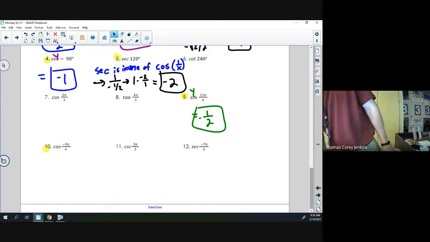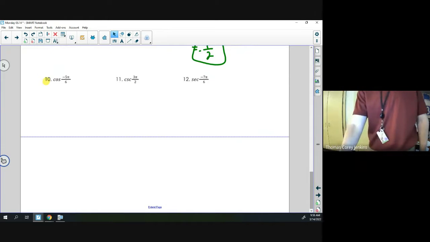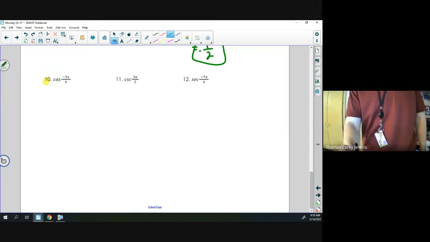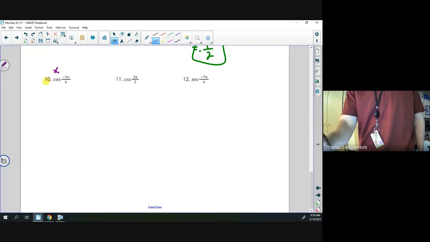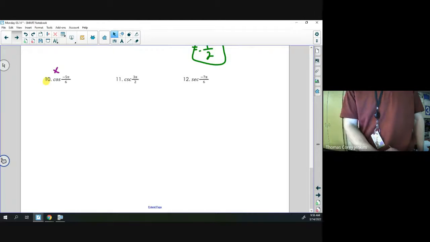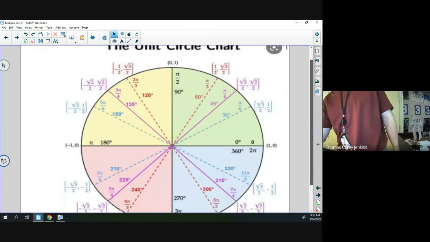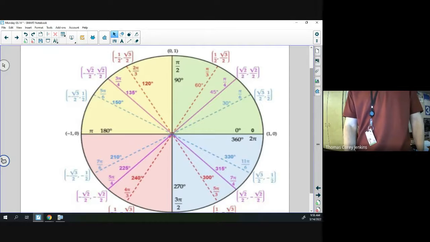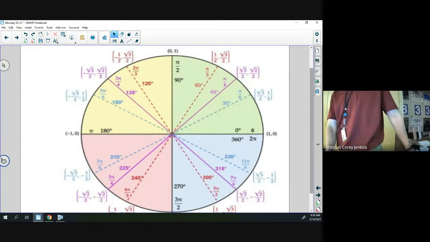Okay. All right. So number 10 is again a negative value. So cosine, again, we know we want x here. So x for whatever -5 pi over 6 is. All right, so can anybody tell me? I'll give you guys a chance to think about it. What radian we're actually looking at here? Because there's not one that says -5 pi over 6. Anybody tell me which one we'd be looking at? You can give me degrees or radians.